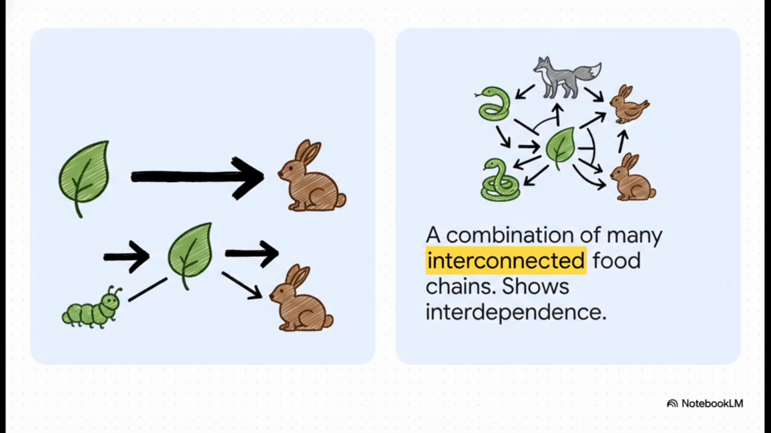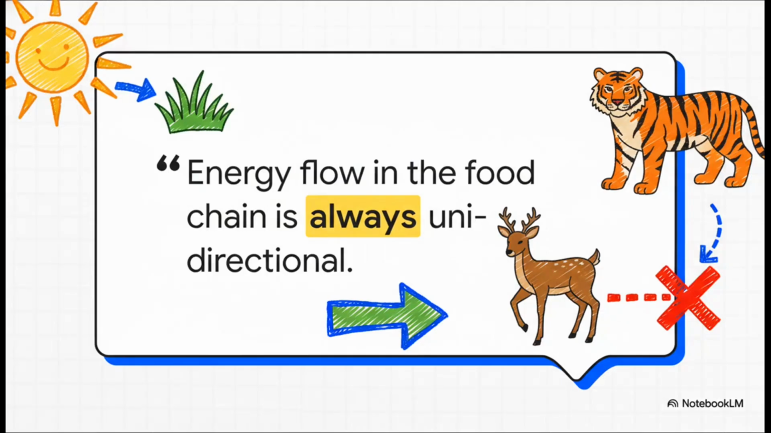But hold on, is life really that simple? A straight line? Not really, right? Think about it. A deer might eat grass, but a rabbit also eats grass. And a tiger might eat the deer, but a snake might eat the rabbit. It gets complicated. And that's where the food web comes in. It's not a single chain. It's like a whole spider's web of many different food chains all connected together. It's much more realistic about what's actually happening out there. Okay, now listen up.